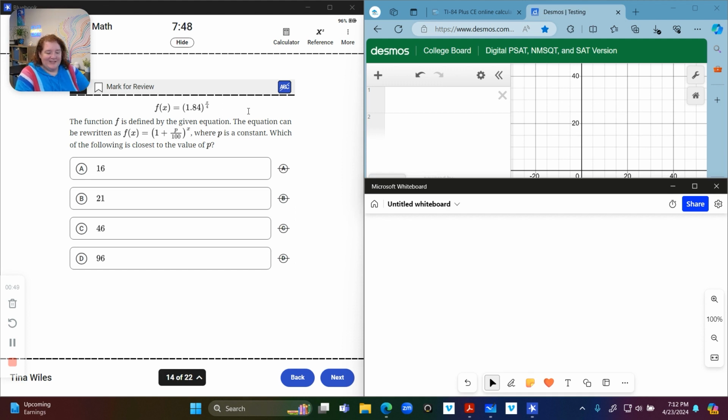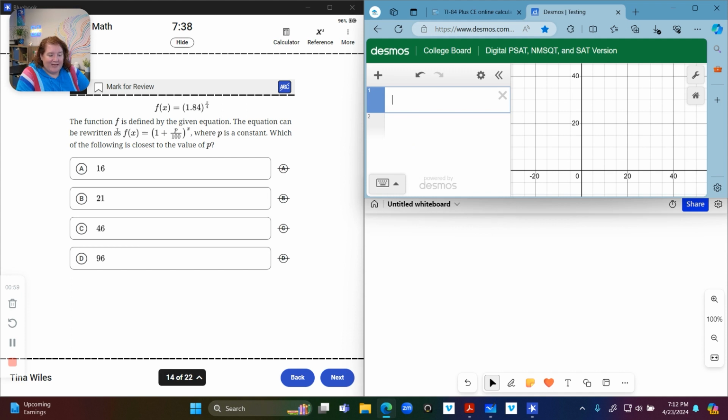All right, let's do number 14. Again, you can access Desmos by hitting the calculator button within the Bluebook software. I have it pulled up over here just to make videoing easier. And this is when I would definitely put in Desmos. So they give us an equation. They say f is defined by this equation.